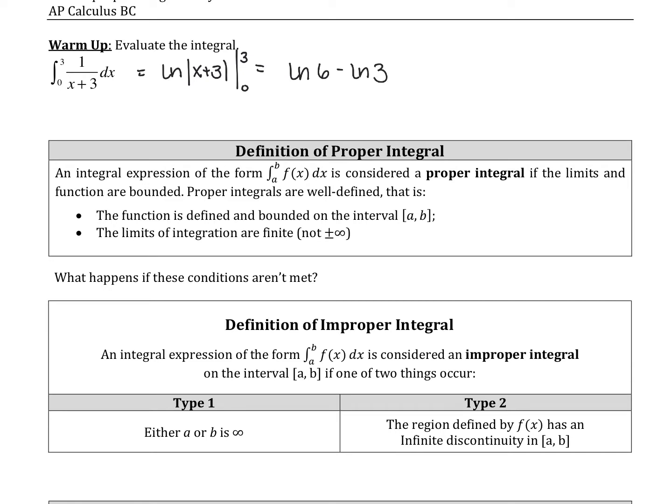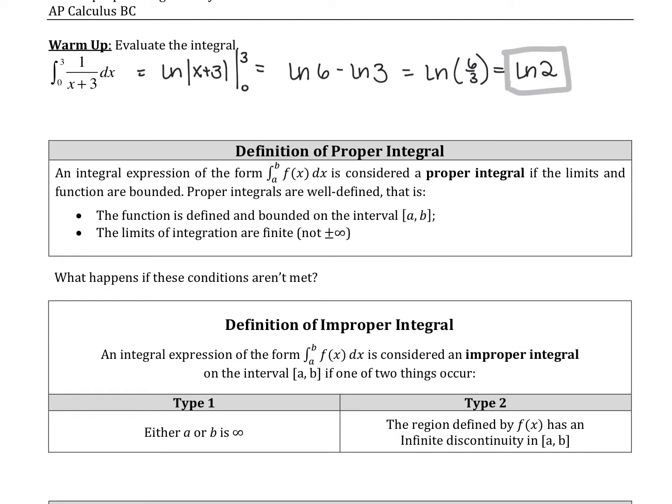And I'm going to not leave my answer this way. You probably will not see your answer this way. I'm going to use my log properties to get the natural log of 2. And this is the answer you will likely see on an AP multiple choice test. So hopefully that was pretty straightforward. And now we're going to dive into improper integrals.